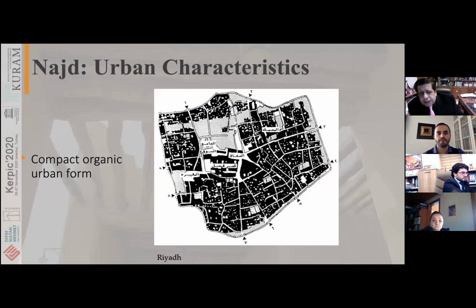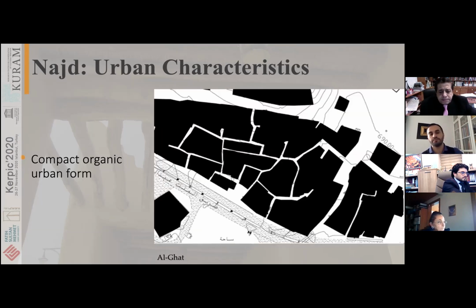The urban characteristics of the Najd built environment, where mud is used, feature a compact organic urban form. Buildings are attached to each other. That's obvious, because there is a need to provide coolness, shaded spaces, and also to bring people together. That's one of the major features of the urban environment of Najd settlements.